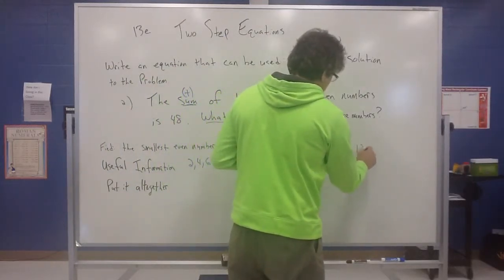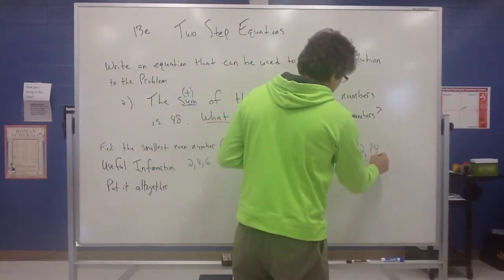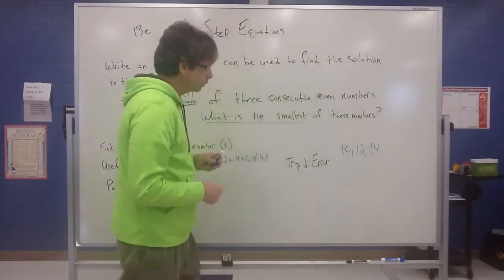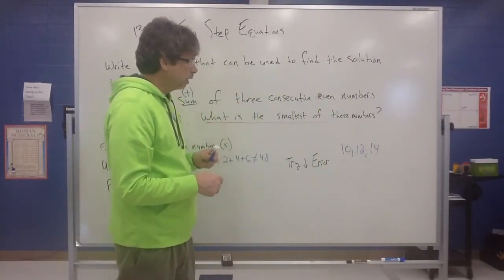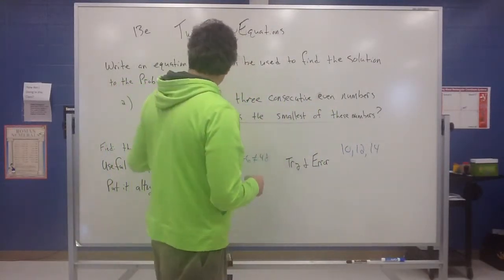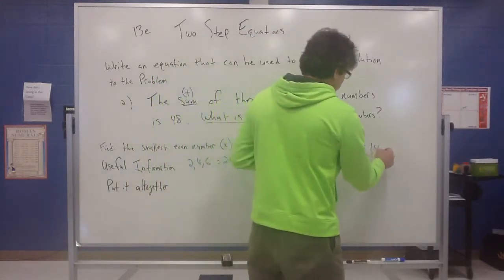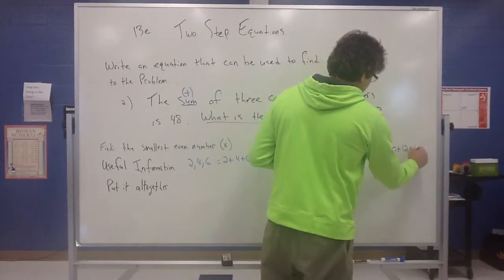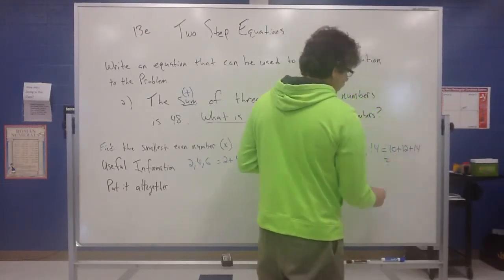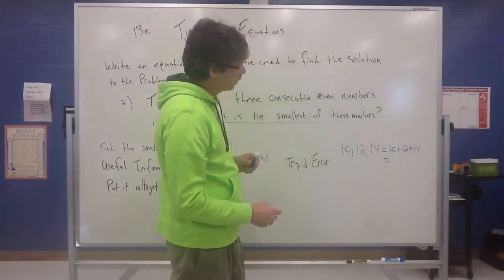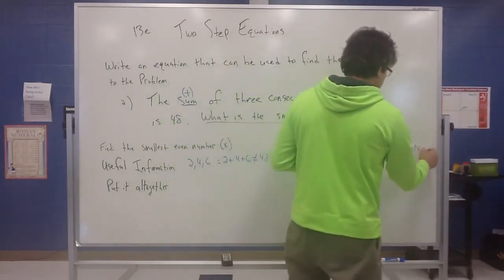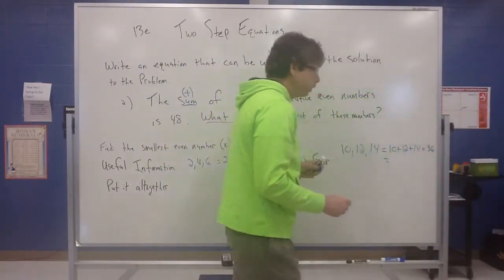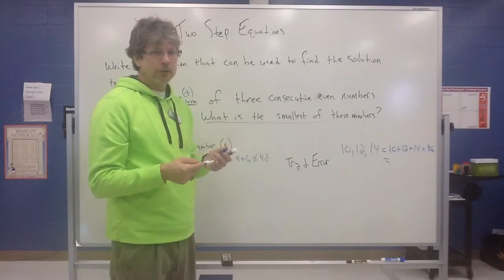10, 12, and 14. Those are three consecutive even numbers, but do they equal 48? When I add those together, 10 plus 12 plus 14, that's 22, that's 36. That's too low. So maybe we'll have to bump this up.